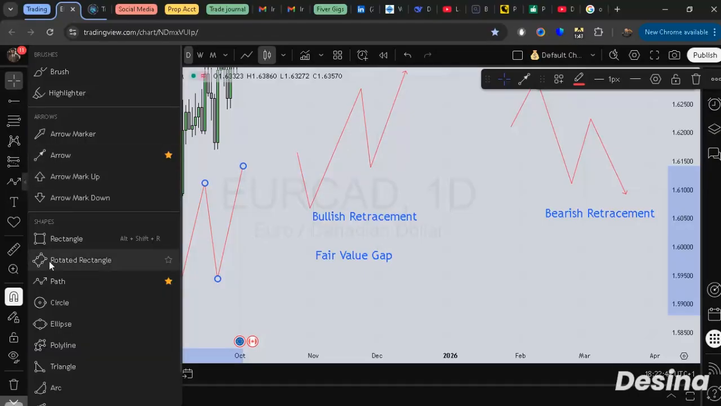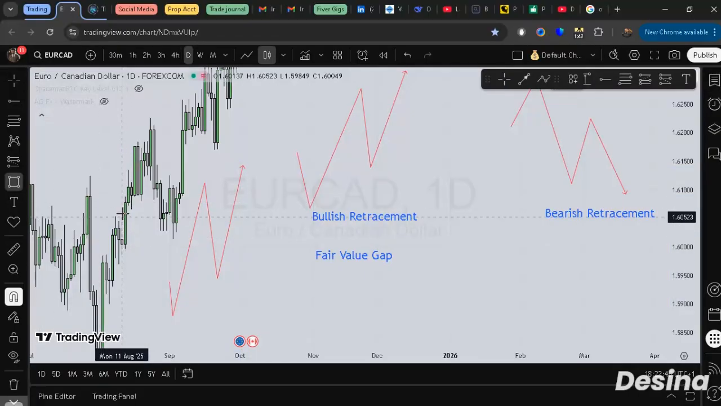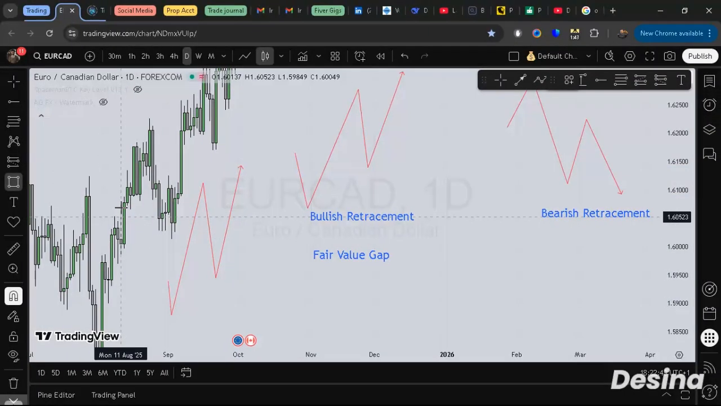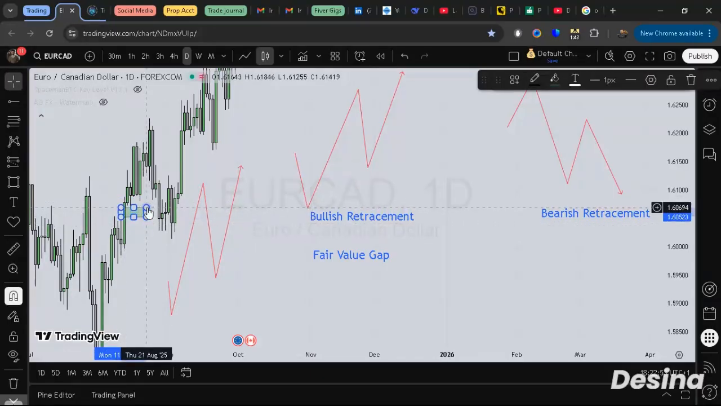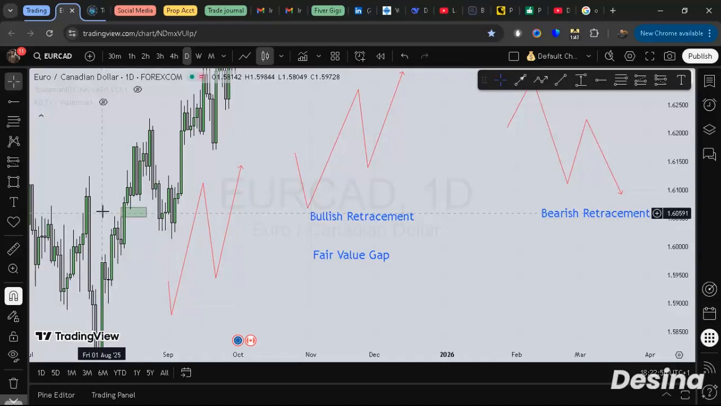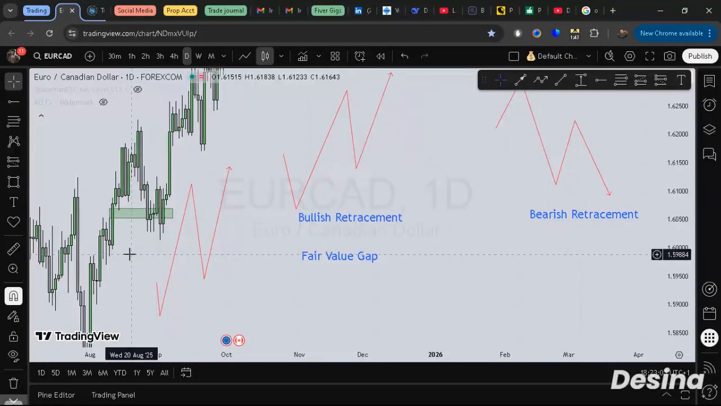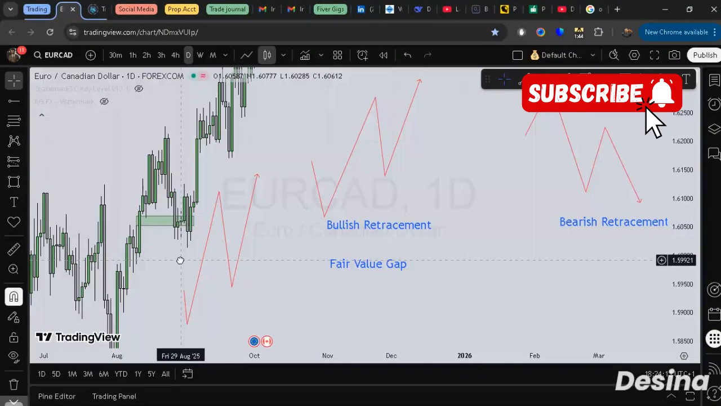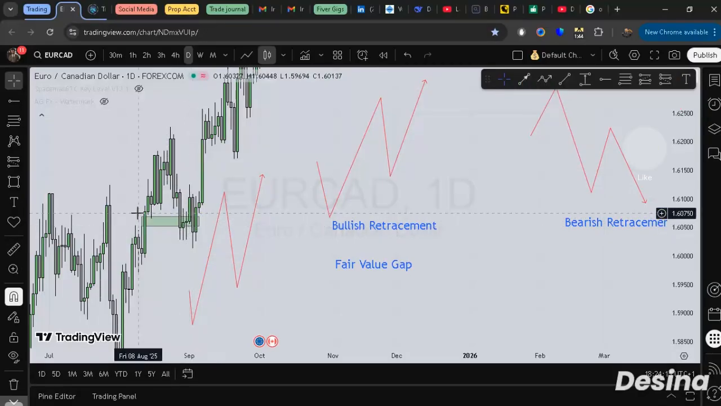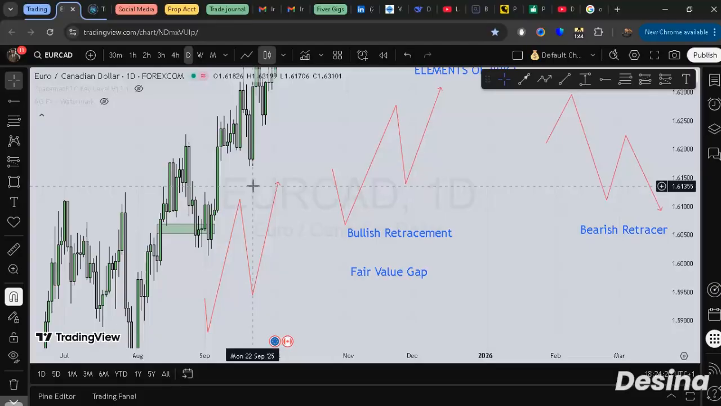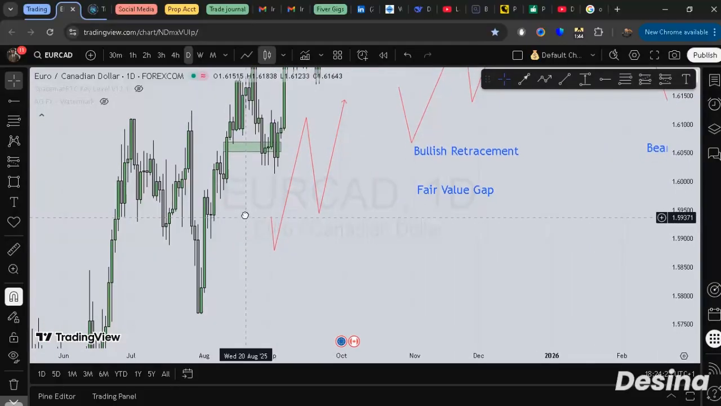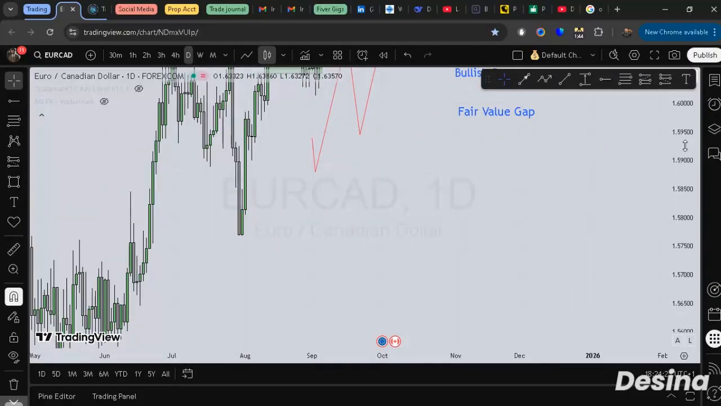If I draw out the fair value gap now, you can see there was a fair value gap in between this place. Can you see? There's a fair value gap here that price came back into before it continued upward. So here is the fair value gap. As you can see, price came in and went up. Let me look for another example of a retracement so that you get a better understanding.